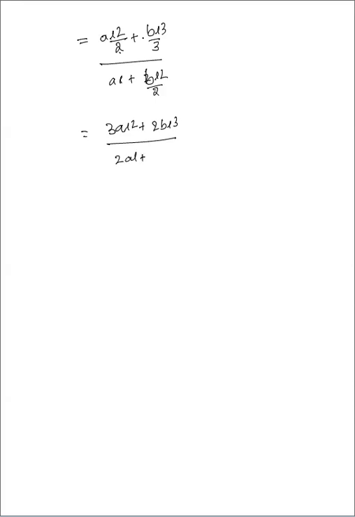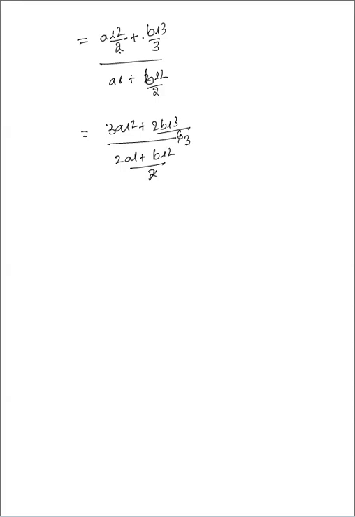In the previous slide's equation we got AL square by 2 plus BL cube by 3, divided by AL plus BL square by 2. If we take the LCM, this can be written like this: we have to take 3 here and 2 here. So 3AL square plus 2BL cube divided by 2AL plus BL square by 2. The LCM here is 6, so the 6 and 3 will get cancelled.